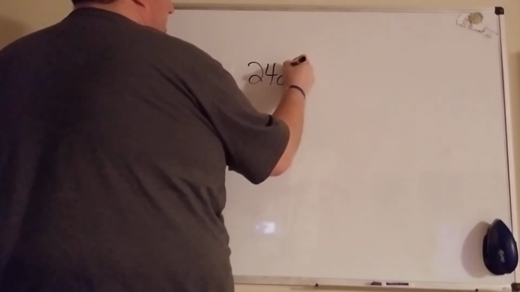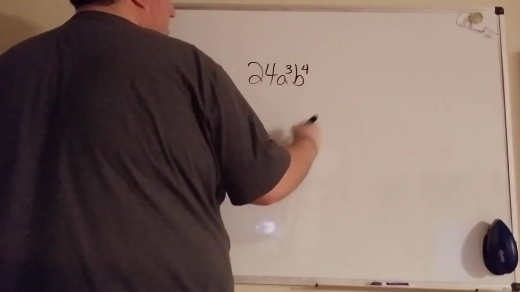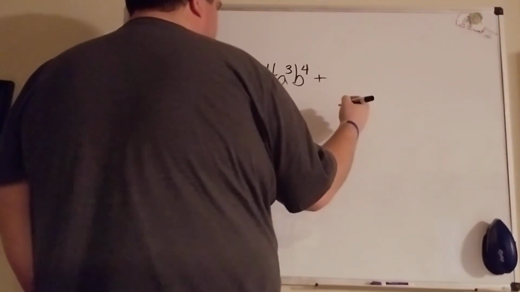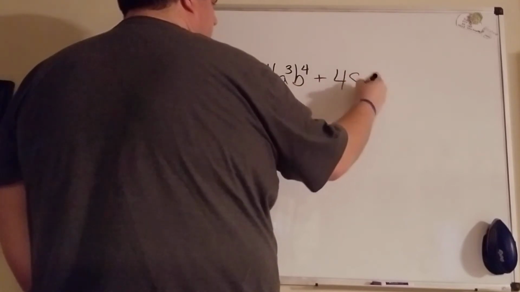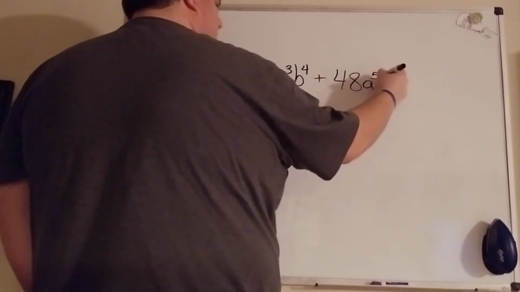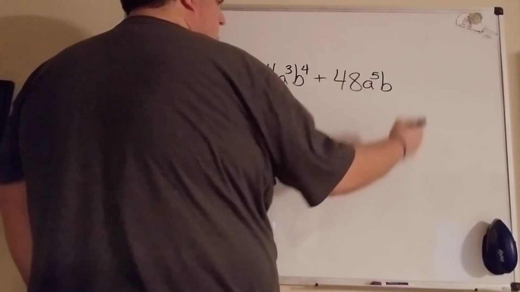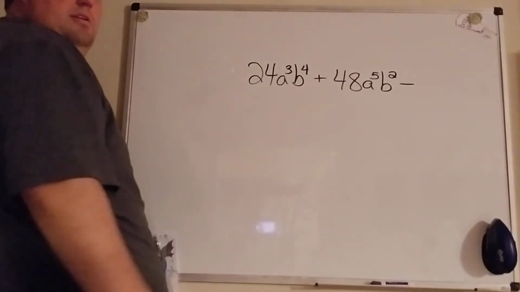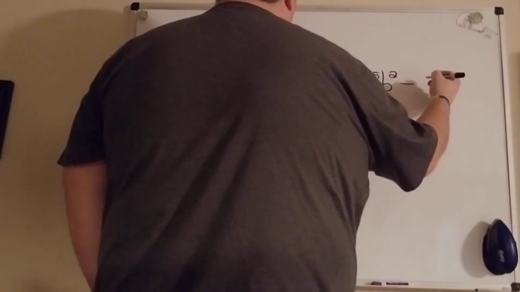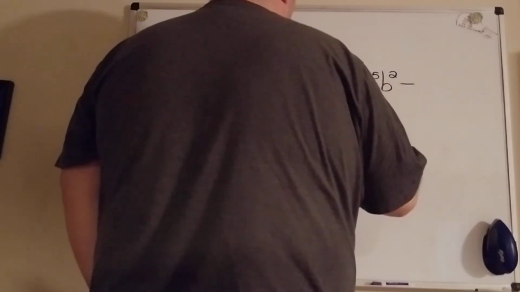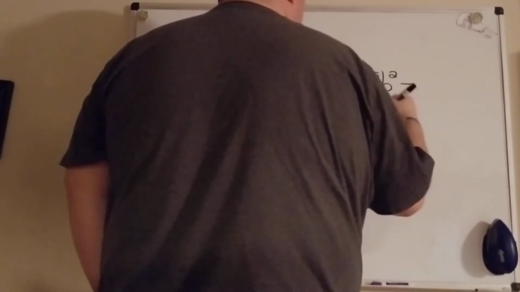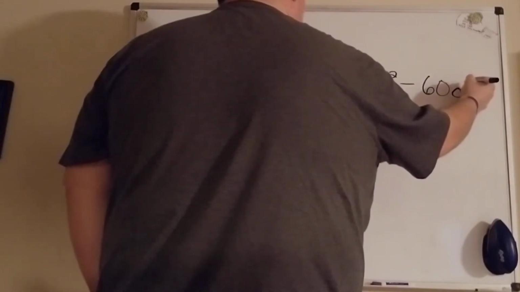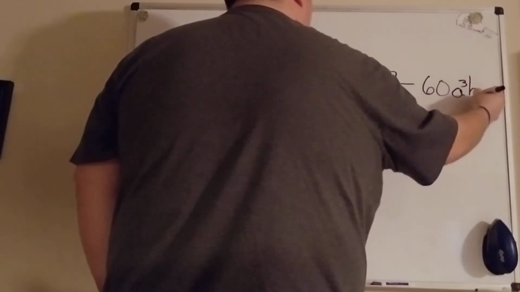24a cubed b to the 4th plus 48a to the 5th b squared minus 60a cubed b cubed.